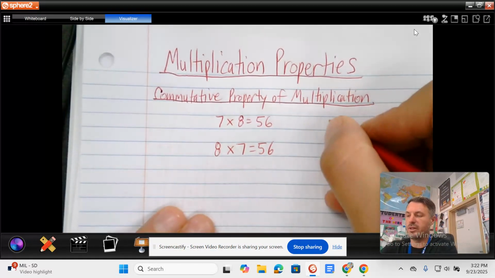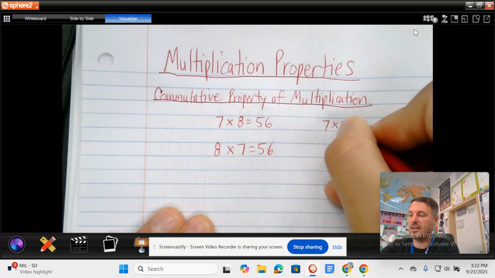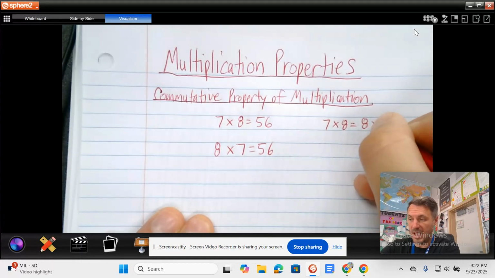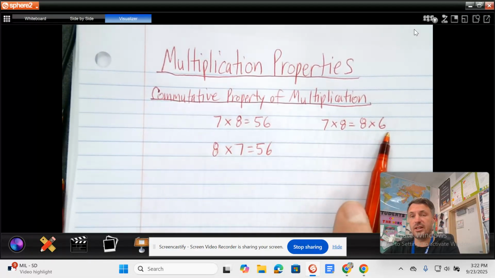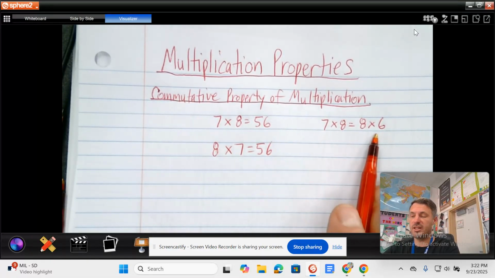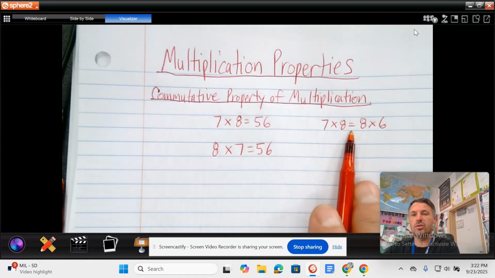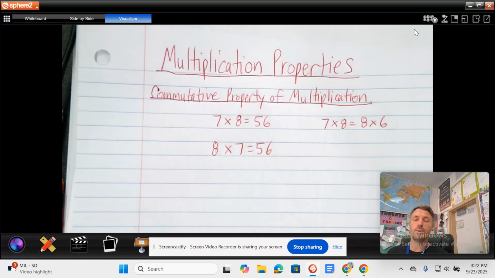So here's another way of showing that same thing. 7 times 8 equals 8 times 7. They both equal 56. So you can put these on either side of an equal sign and it works. It doesn't matter what order you multiply numbers in. The answer is still the same. That's the commutative property of multiplication.